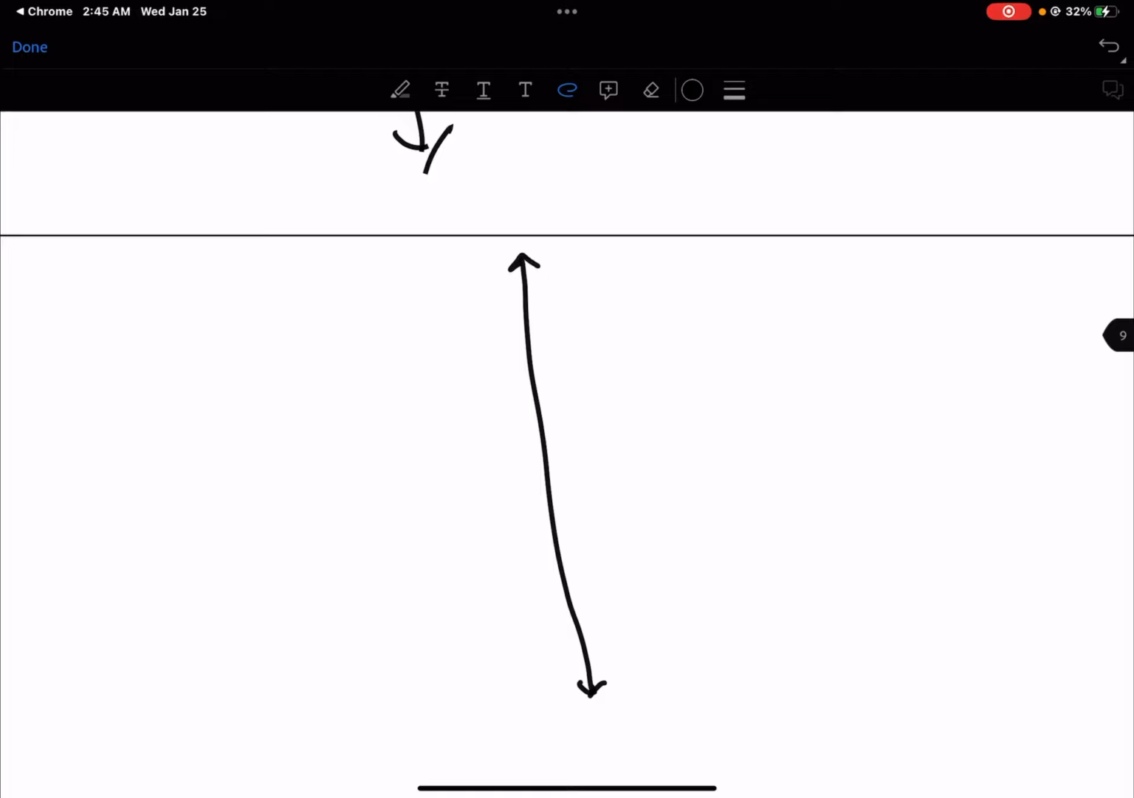So here is an example. Another example. This is some function.